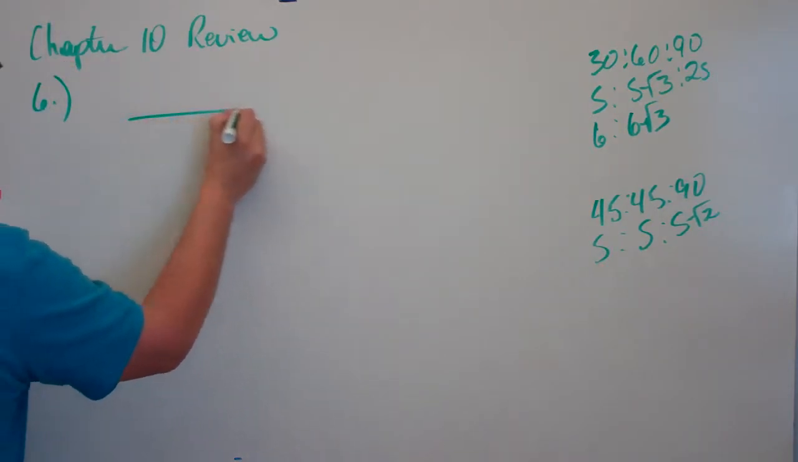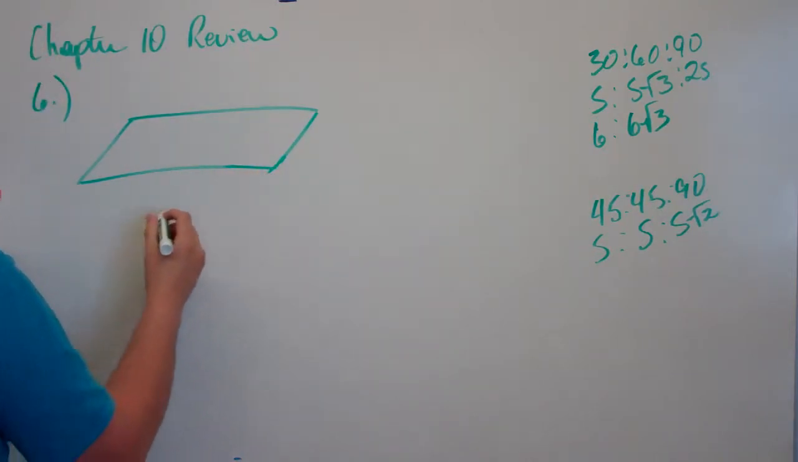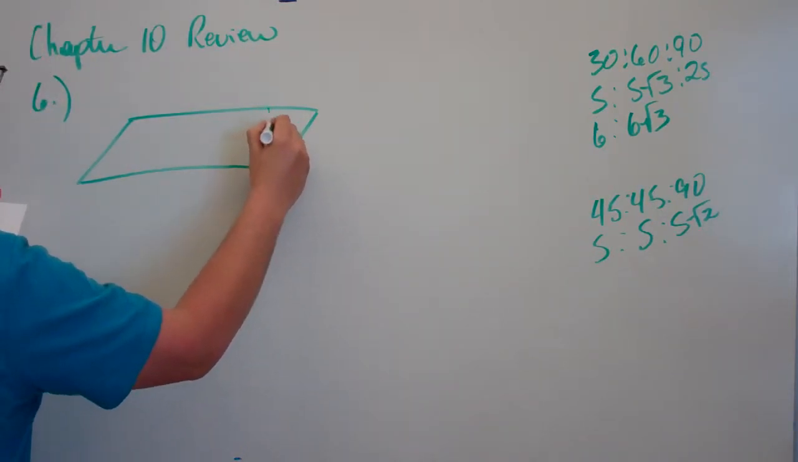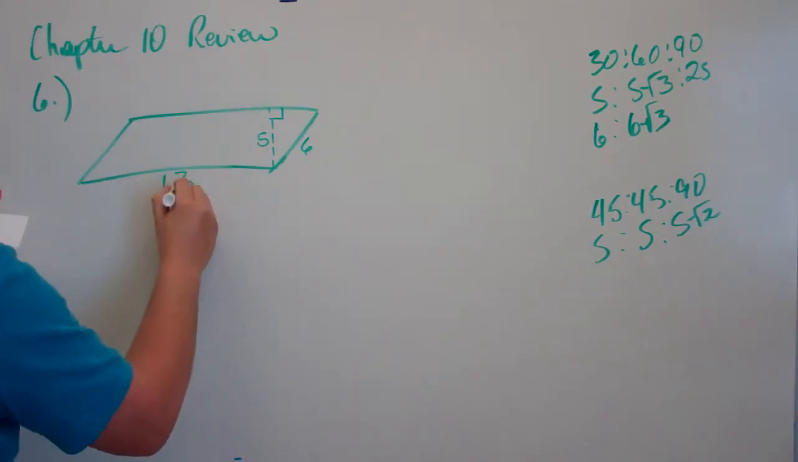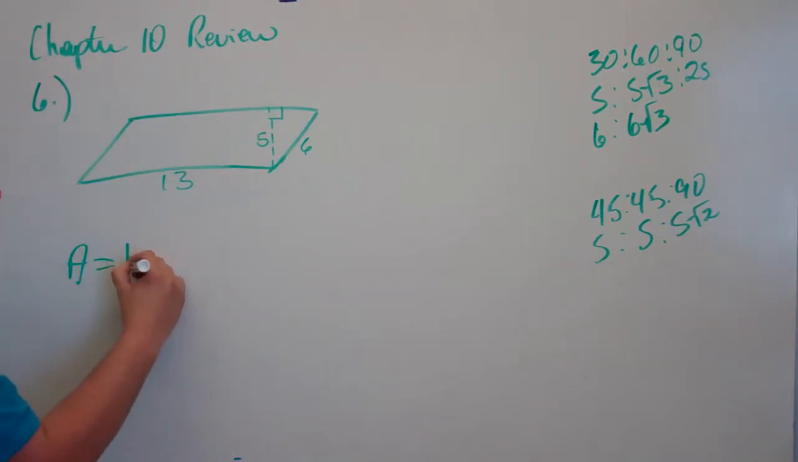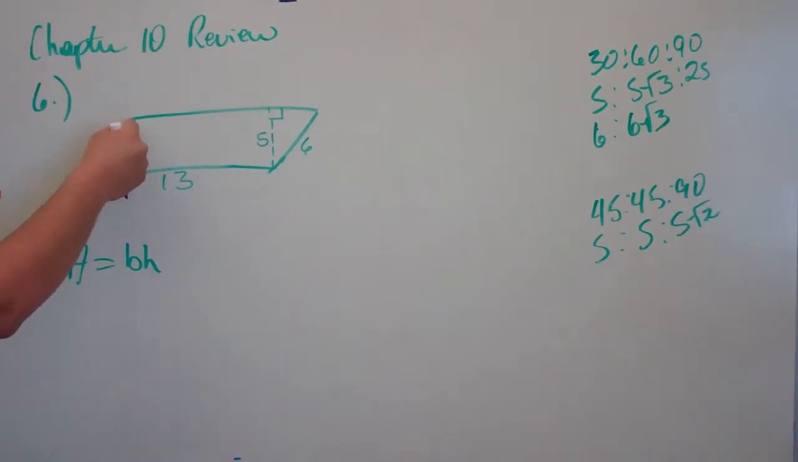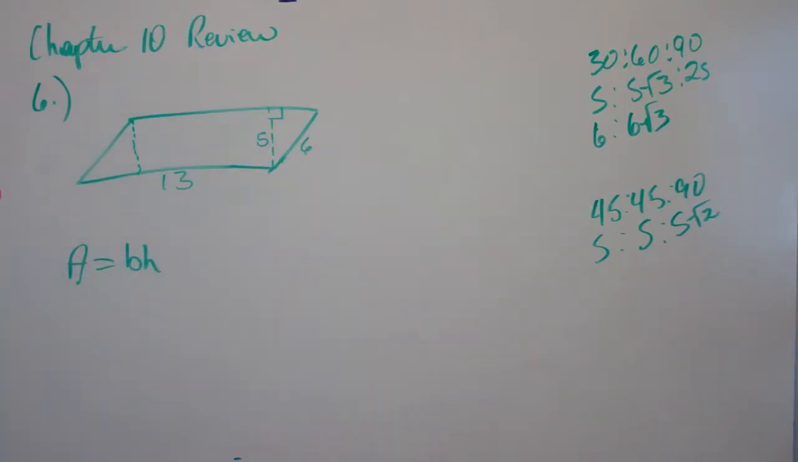Number 6 is finding the area of a parallelogram. Alright, so here we go. Remember, formula for area of a parallelogram is just base times height, just like for a rectangle. Because think about it, if you were to take this triangle here, chop it off and move it over here, what would you have? You'd have a rectangle. So it uses the same exact formula.